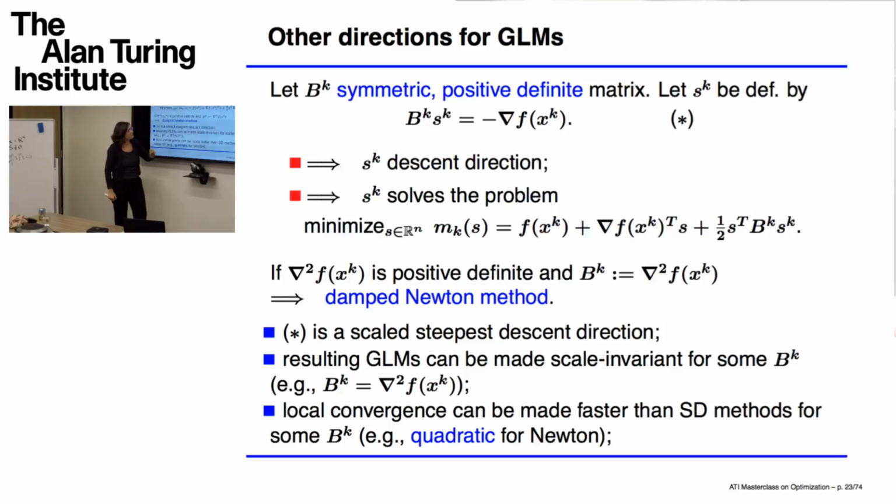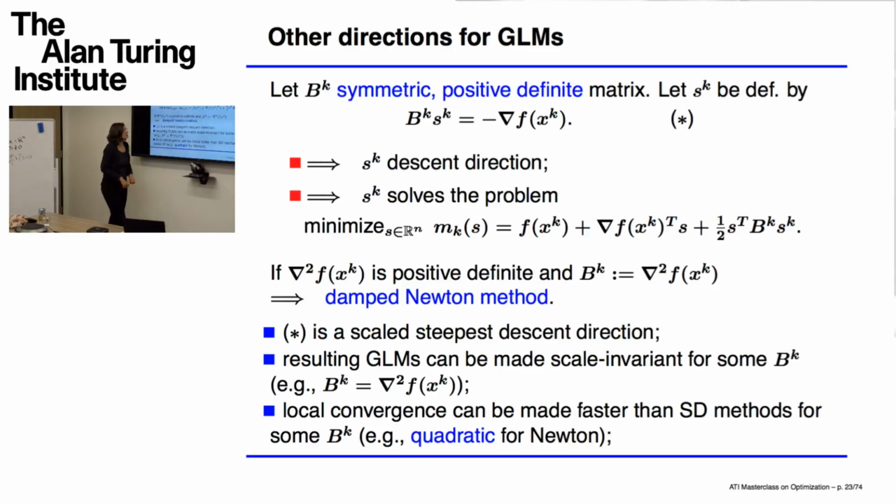However, if Bk is not symmetric positive definite, then I may not be able to just minimize this. In particular, when the Hessian of f is not positive definite or semi-definite, then I may not be able to get a descent direction from the Newton direction.